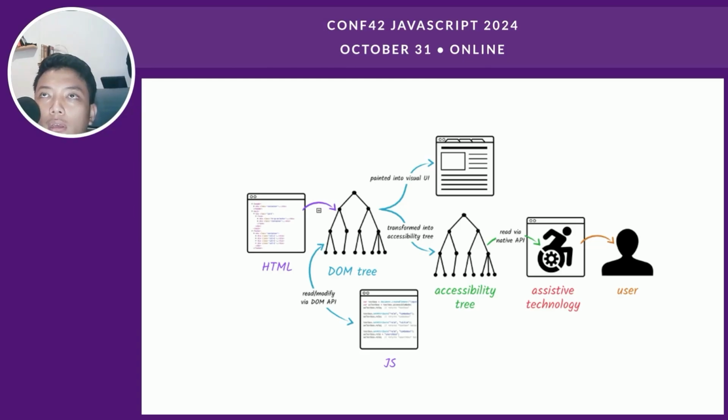Because in the browser, when you make your own components, everything will be transformed into the accessibility tree, which is used for people with disabilities. For example, people with vision problems see the website through the accessibility tree.